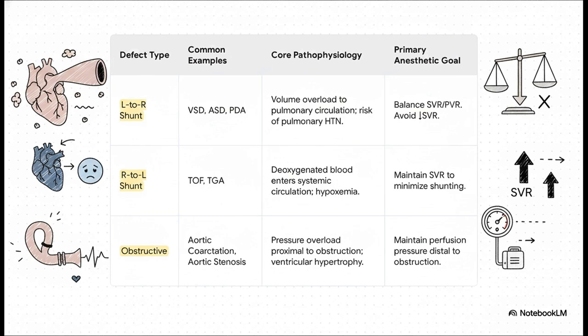It's a delicate balancing act. Now look at the right to left shunts, like tetralogy of Fallot. Here, the big problem is deoxygenated blood getting to the body, so our primary goal is to maintain SVR. Any drop in SVR makes the body an easier path for that blue blood, which makes the shunt worse and the patient more cyanotic. And finally, for those obstructive lesions, it's all about pressure and flow. We have to do everything we can to maintain blood pressure after that blockage.